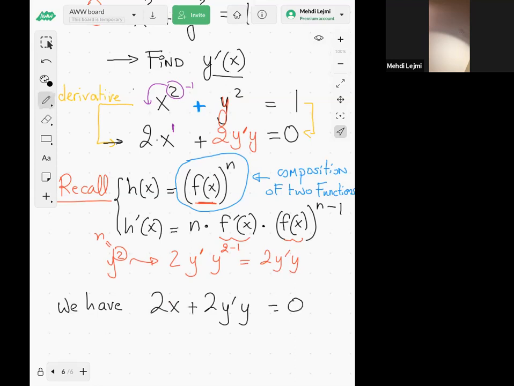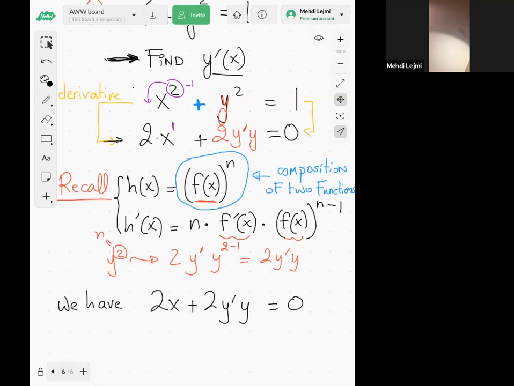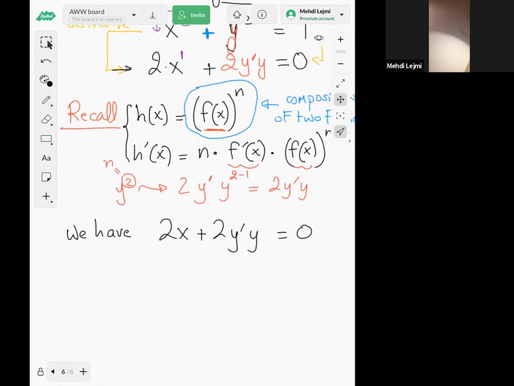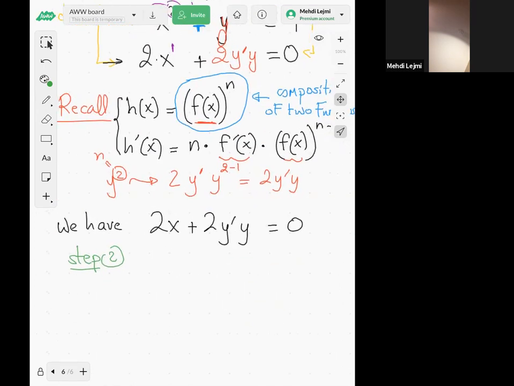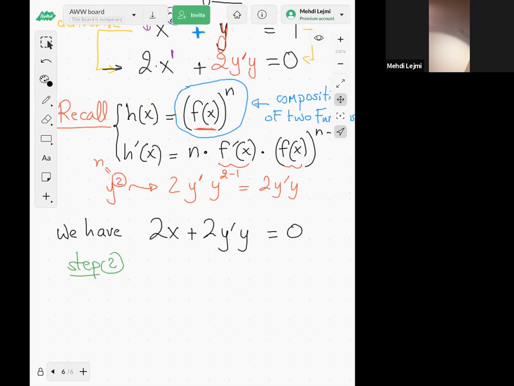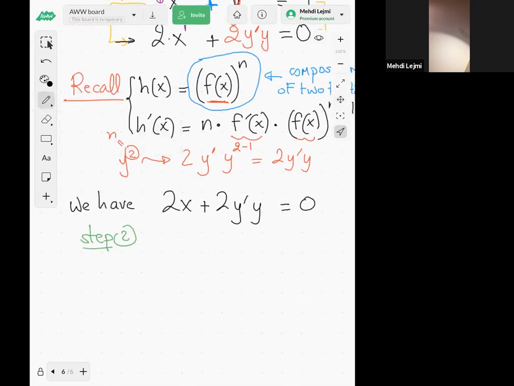And the goal, again, is to find y prime, so we have to solve for y prime now. Once you compute the derivative, you solve. First step, you compute the derivative. Then step 2 would be to solve for y prime. So we have 2x plus 2y prime y equal to 0.